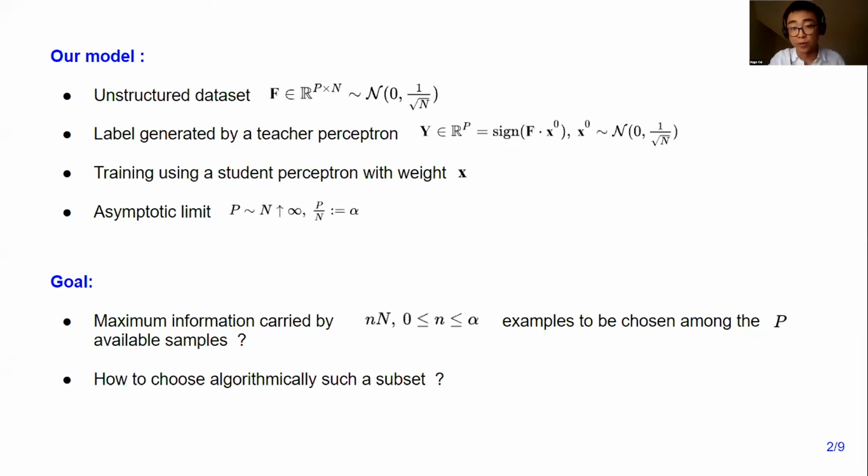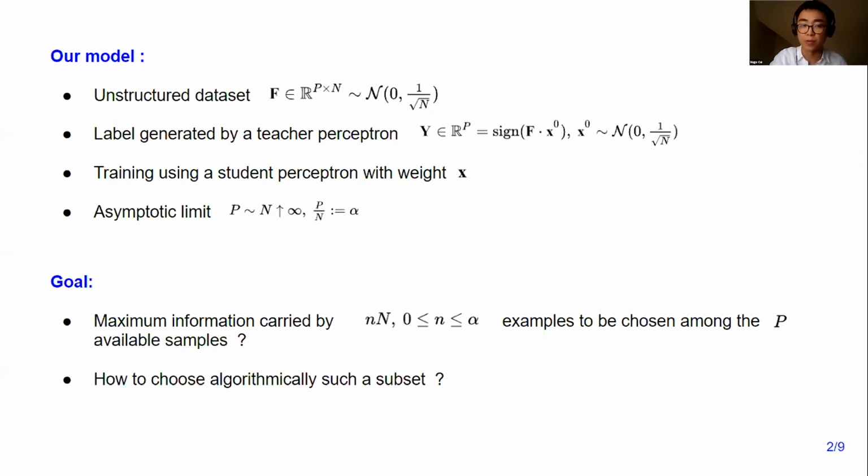So we wanted to quantify things, but as usual, there's a trade-off. If you want to be quantitative, you have to treat a rather unrealistic model. So we studied the teacher-student perceptron model, which is a widely studied and very interesting model for inference. So basically, our data set is a Gaussian matrix. It's unstructured. And you generate the labels using a reference single-layer neural network, a perceptron, with weight vector x0. And then you try to fit a student perceptron with the same architecture.